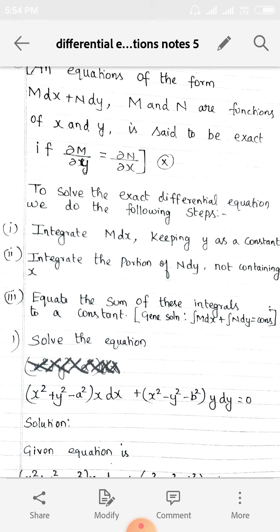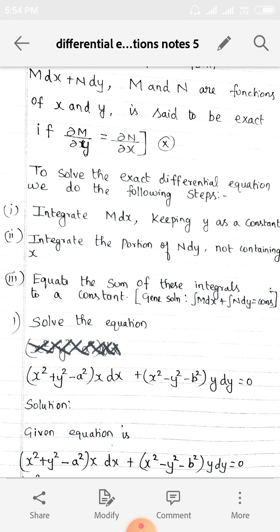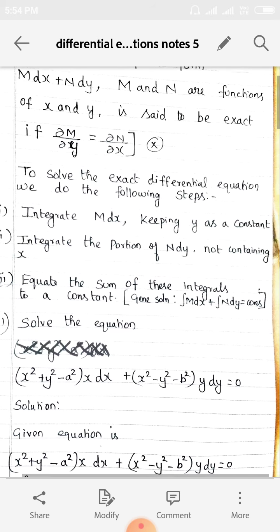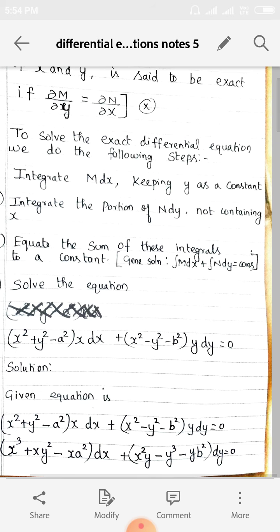These are the following steps to solve the differential equation. See the first one. First step, integrate M dx. You have to integrate M with respect to x, keeping y as a constant. Listen carefully. This is the first step.